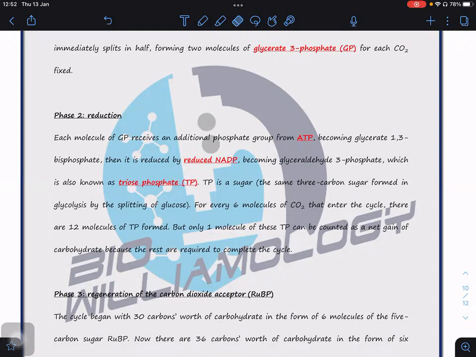So TP is a sugar, the same 3-carbon compound formed in glycolysis by the splitting of glucose. For every 6 molecules of CO2 that enter the cycle, there are 12 molecules of TP formed, but only 1 molecule of TP can be counted as a net gain of carbohydrate because the rest are required to complete the cycle. Sorry, guys, my mistake, it is 2. Change it here, 2. Only 2 molecules of TP can be counted as a net gain.